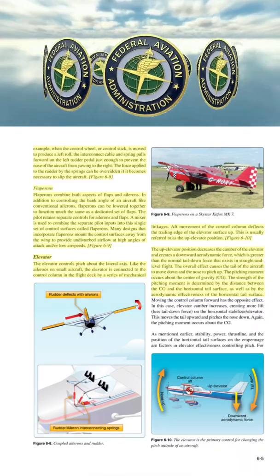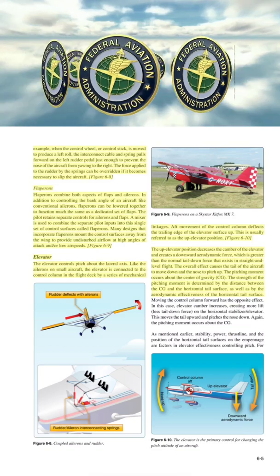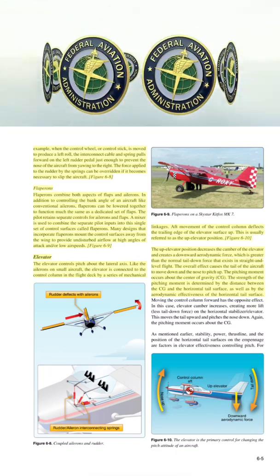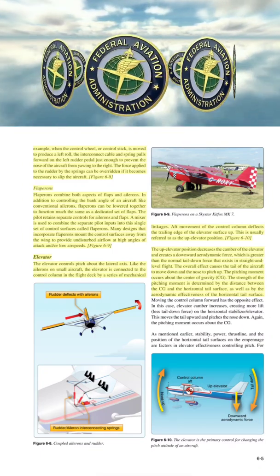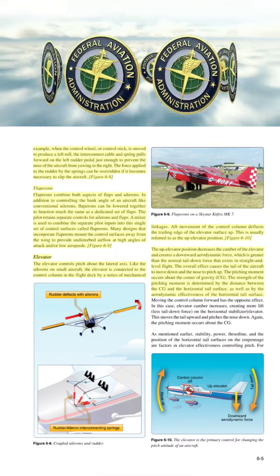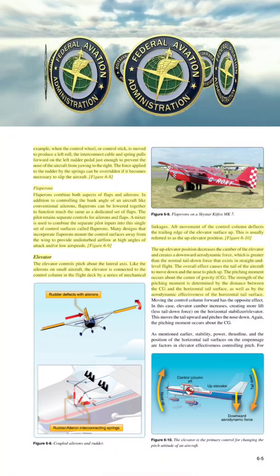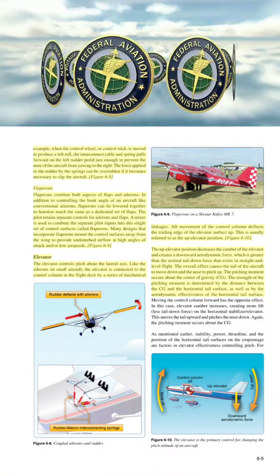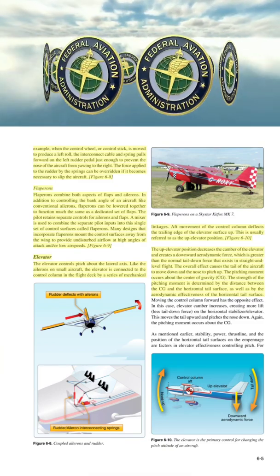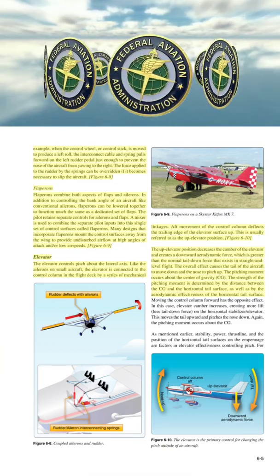Flaperons. Flaperons combine both aspects of flaps and ailerons. In addition to controlling the bank angle of an aircraft like conventional ailerons, flaperons can be lowered together to function much the same as a dedicated set of flaps. The pilot retains separate controls for ailerons and flaps. A mixer is used to combine the separate pilot inputs into this single set of control surfaces called flaperons. Many designs that incorporate flaperons mount the control surfaces away from the wing to provide undisturbed airflow at high angles of attack and/or low airspeeds.